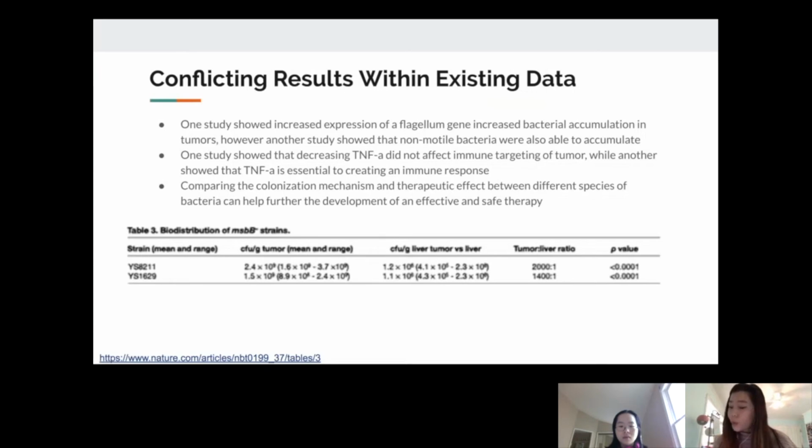This table below shows that reduction in TNF-alpha, which is the pro-inflammatory cytokine, did not compromise tumor targeting ability. We can see this through the ratio of the bacteria in the tumor to liver, where the tumor has a much higher colonization rate.